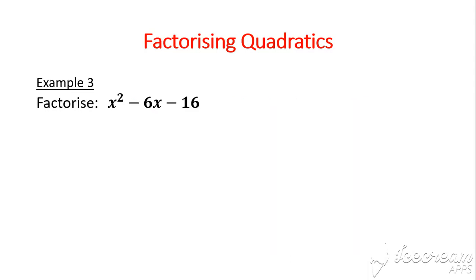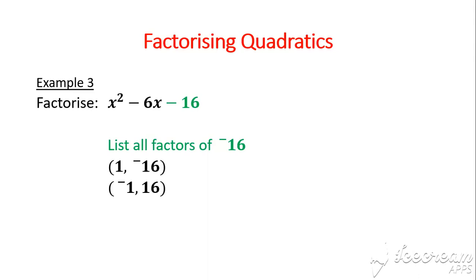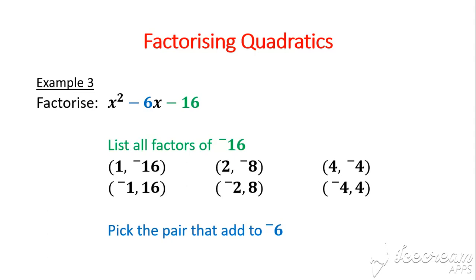All right, example 3. Let's factorize this. x squared minus 6x minus 16. So once again, list all the factors of negative 16. So 1 times negative 16 or negative 1 times positive 16. 2 times negative 8 or negative 2 times 8. And 4 times negative 4 or negative 4 times positive 4. Now we want to pick the pair that adds up to negative 6. So in this example, it's going to be 2 and negative 8, because 2 plus negative 8 makes negative 6, or negative 8 plus 2 makes negative 6.